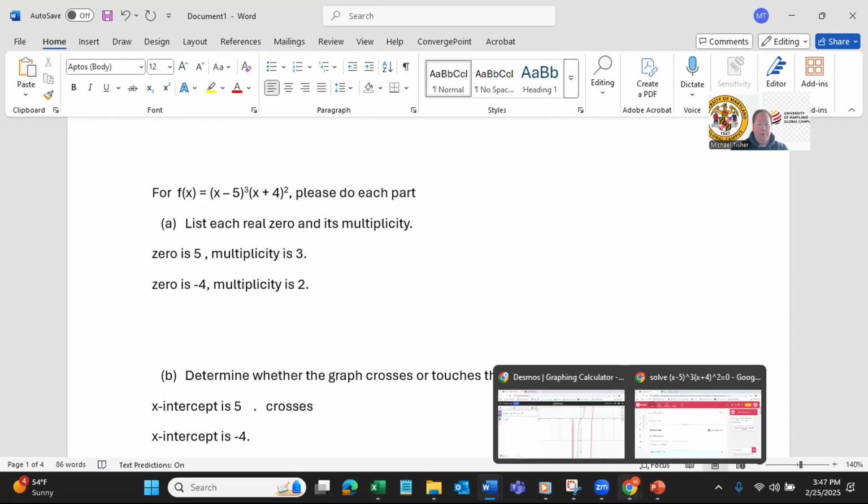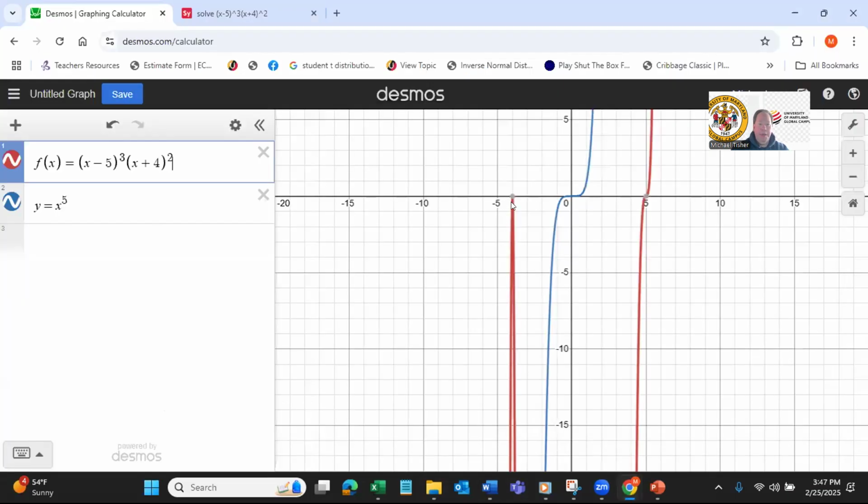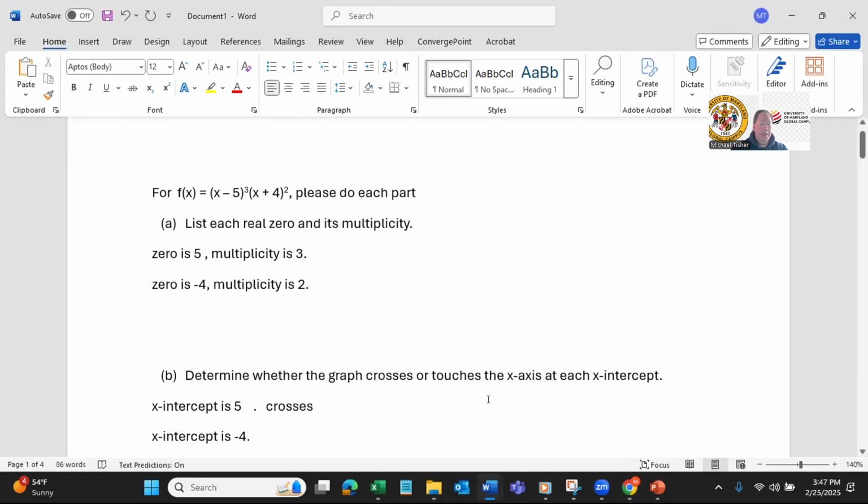Now let's go to the x-intercept of negative 4. All right, let's look at the graph for that one. Negative 4. Looks like it just touches it, but it doesn't cross, does it? So it just touches. Now, maybe you're wondering, when does it cross and when does it touch?